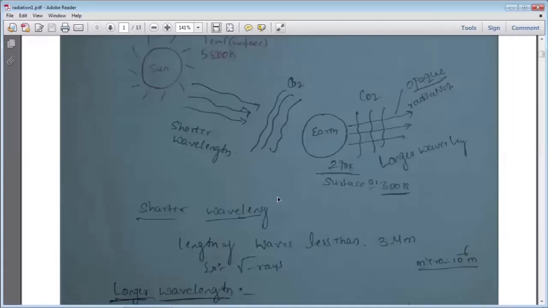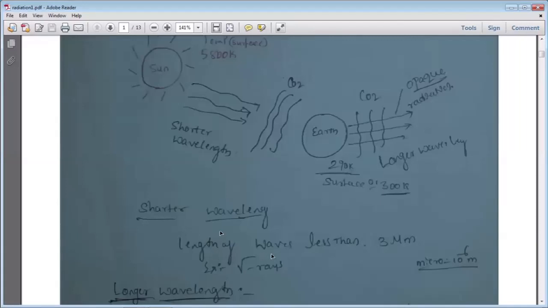Hence, the global pollution or temperature will increase. So this is the concept of how the earth's temperature increases. Then we discuss what a shorter wavelength is.